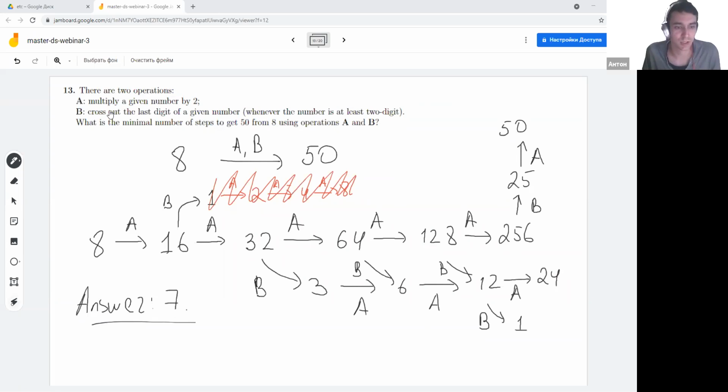Imagine that I found this chain of operations, and I know that there is a chain of 7 operations that leads me to 50 from 8. But how can I be sure that the answer is correct? How can I be sure that I can't use 6 operations? So this proof is kind of a part of the solution that I do on my paper. It helps me to be sure that the answer is correct. And if you have time, I think it's worth doing.